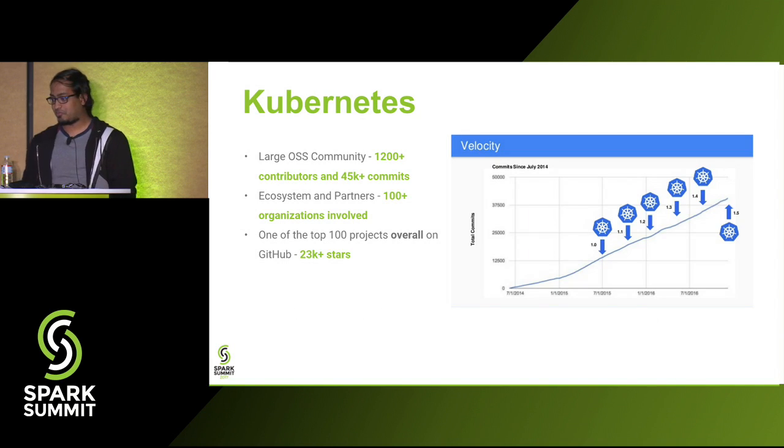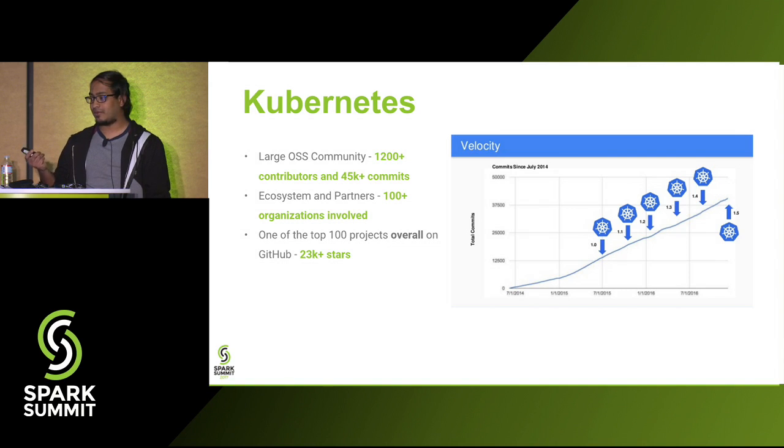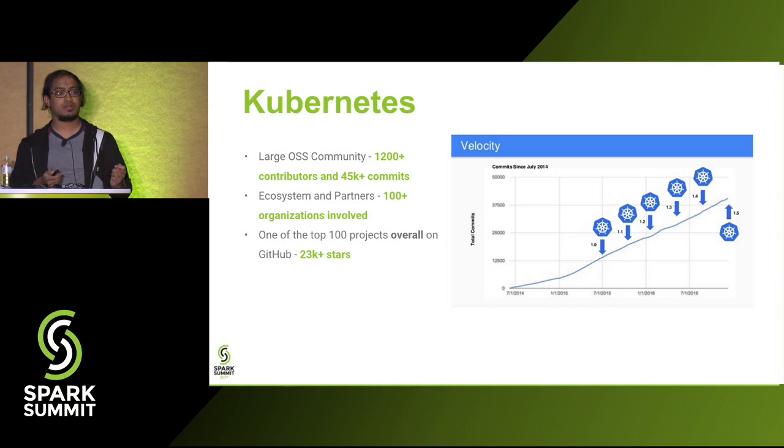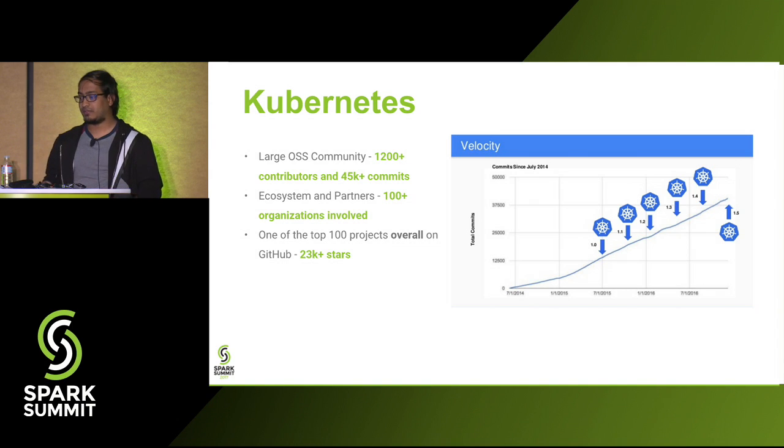Kubernetes is a pretty active project. It's one of the top 100 projects on GitHub, 23,000 stars, a lot of commits, and as you can see, the velocity is pretty high. There are lots of organizations involved, and these are not just organizations which are using it in production, they're also contributing code back to Kubernetes itself. A lot of this stemmed out of Google's own experience running Borg internally, which is the container management solution. And a lot of those learnings have been channeled into Kubernetes.